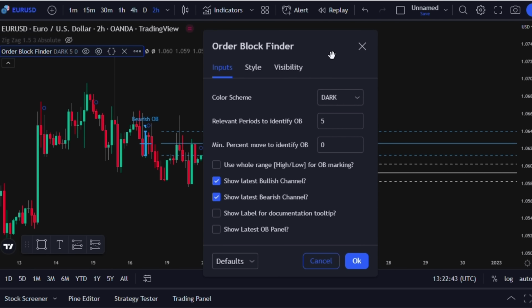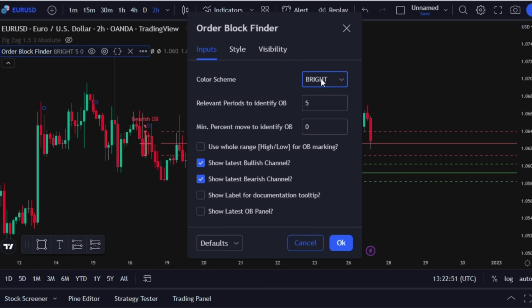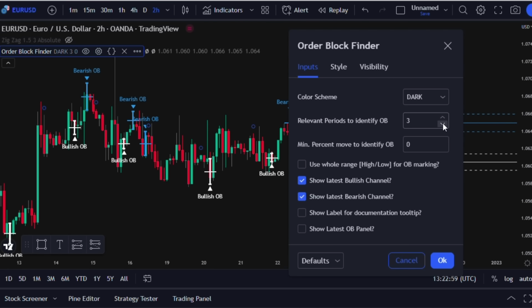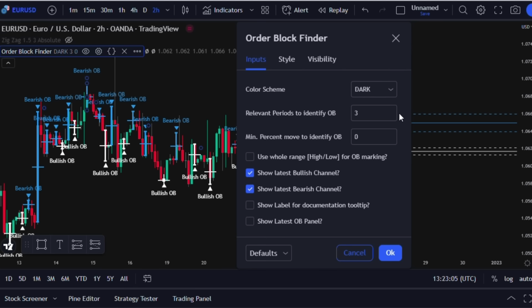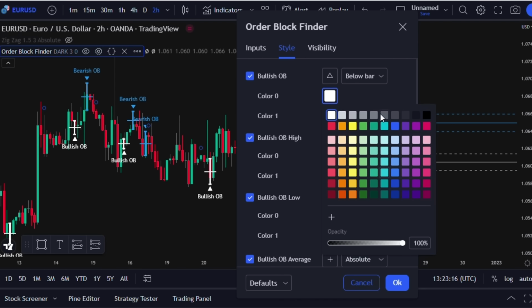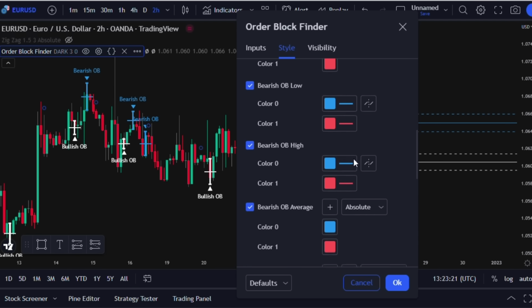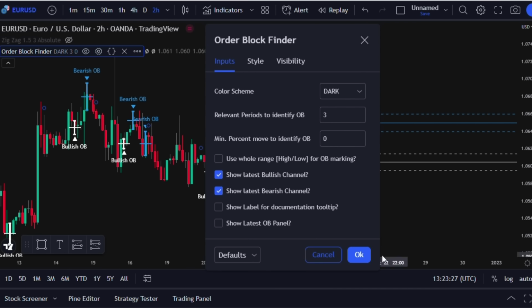So, in the first tab, you can change the indicator's color scheme. There are two options for that, dark and bright. I personally like a dark theme because, as you can see, my chart is dark. In the second tab, the relevant periods, you can choose how many order blocks you want to see on the chart. I'd personally like to have 3 here. If we come over to the Style menu, you see these tabs, where you can change the color of texts or lines of order blocks on the chart, if you really want to, but as we don't really need them, I'm going to skip this and click on the OK button.